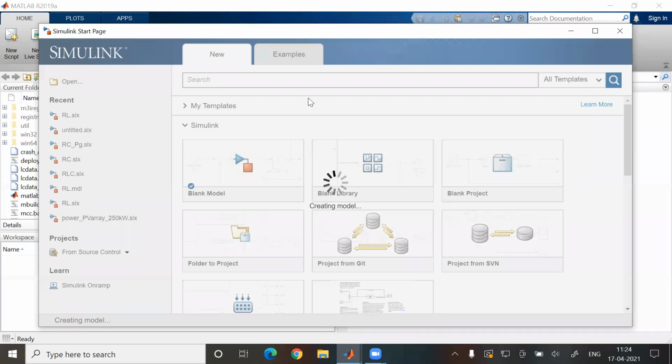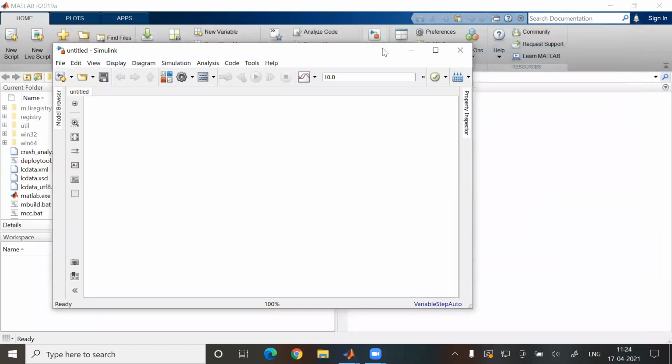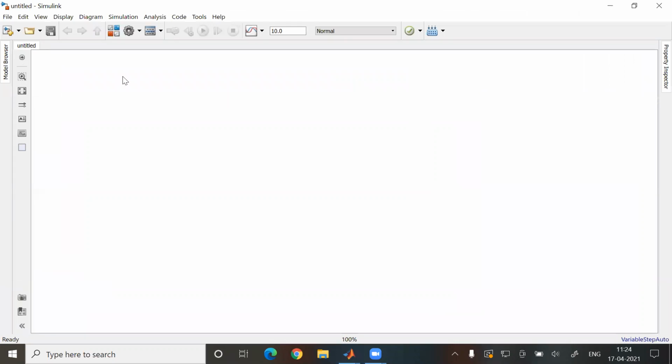Because this software is very useful for higher education or even your final year projects. You could do a lot of things in this, and it is very easily available, right? You can have the crack version of this. There's no issue on this.